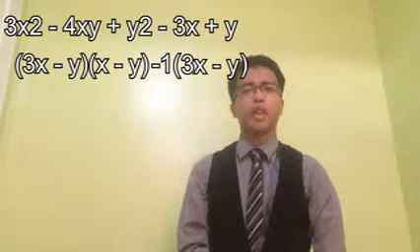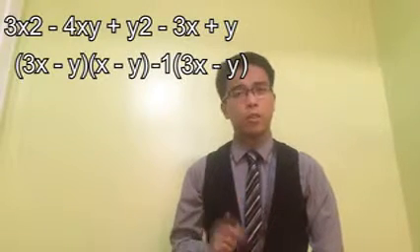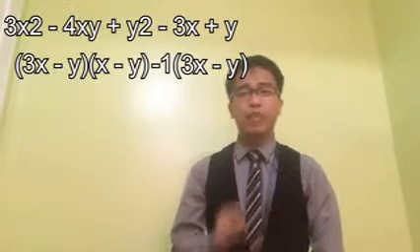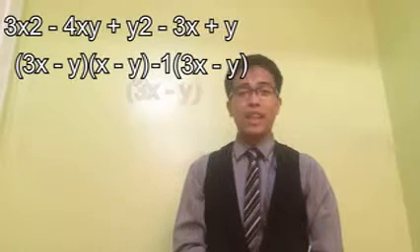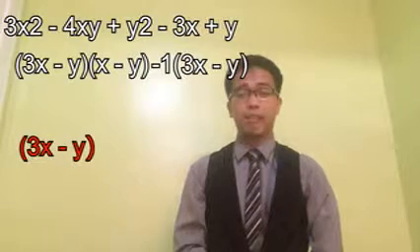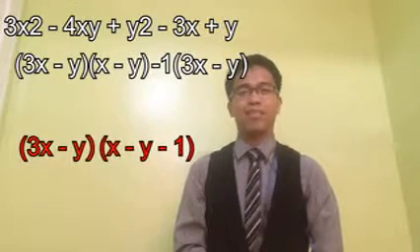Write the expression as a product of the GCF and the remaining factor. So the GCF for the two groups is 3x minus y times x minus y minus 1. And that's how you factor an expression using factoring by grouping.